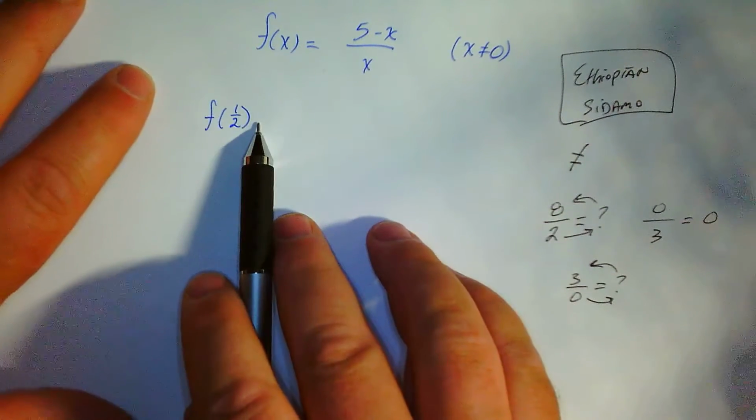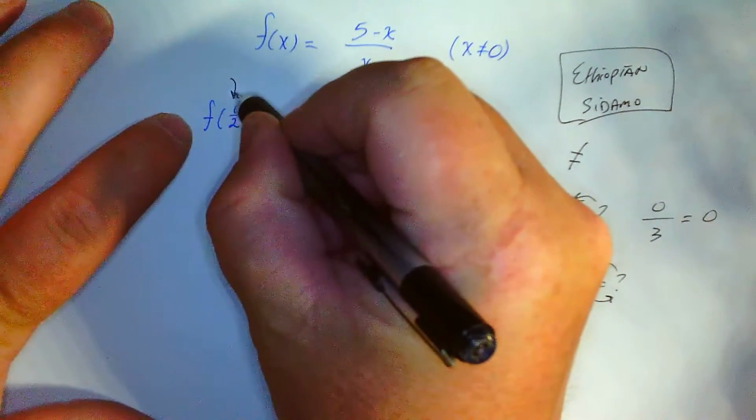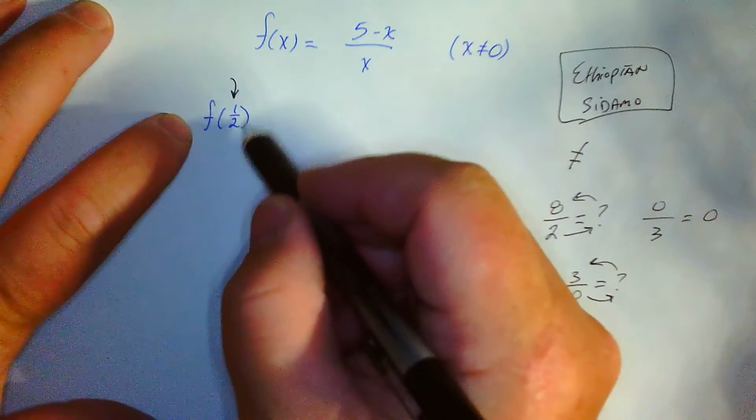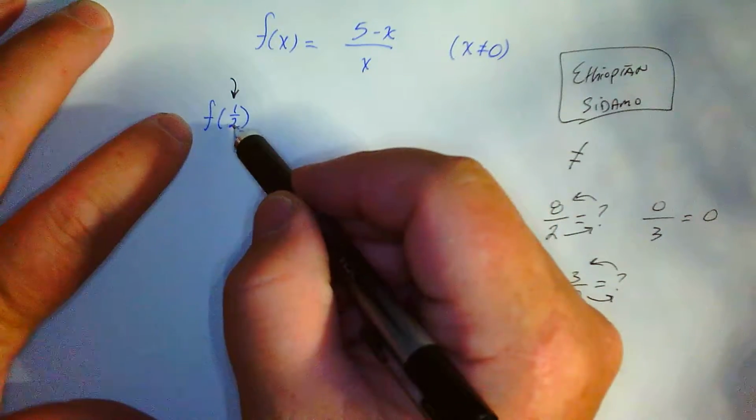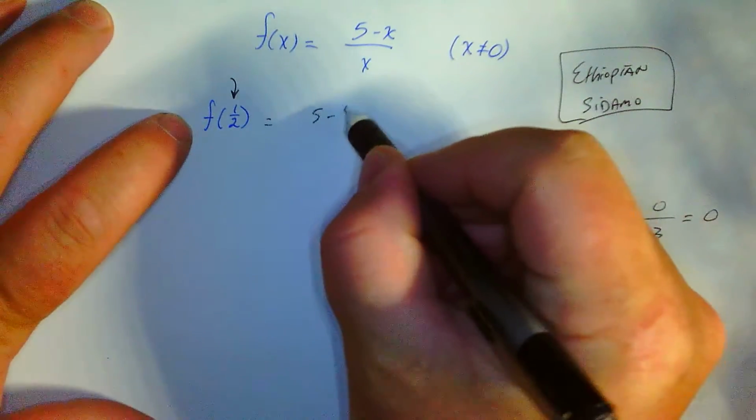All right, now this one. 1/2. You've got to plug 1/2 in. Remember, this is the input. The name of the function is f. X is the input, so we replace x with 1/2. So I have to replace these x's with 1/2.